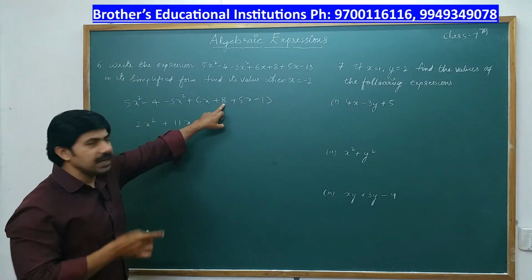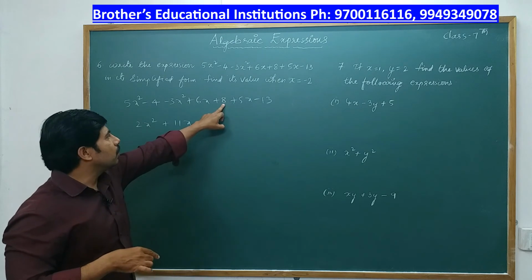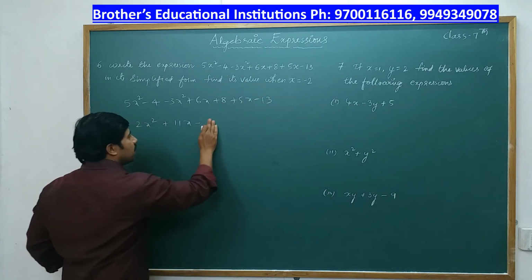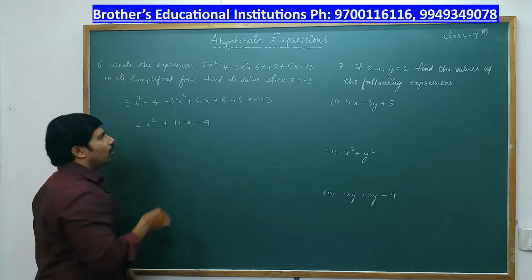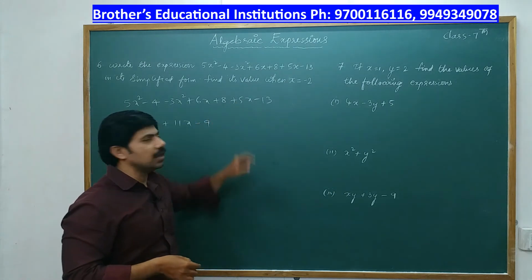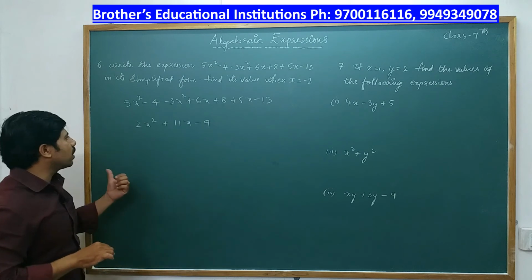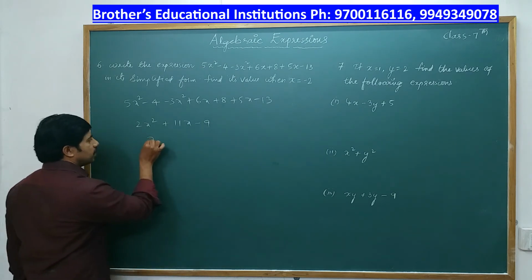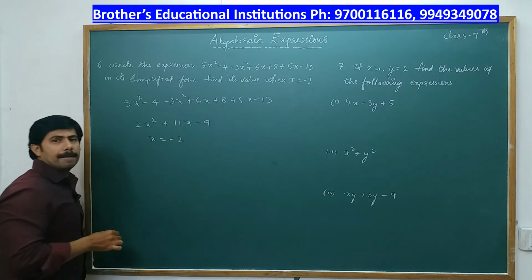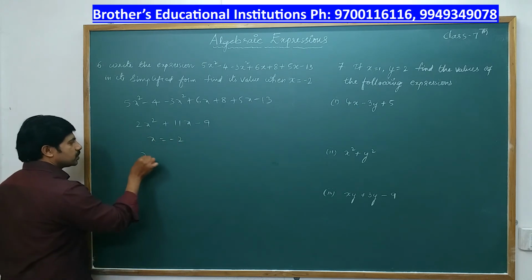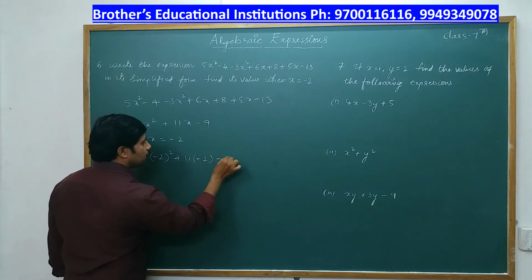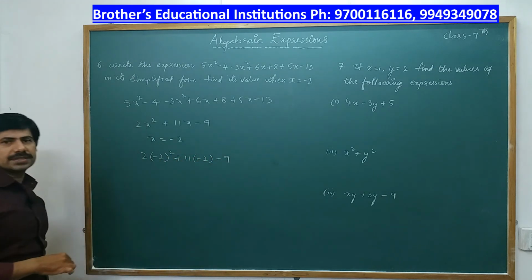Minus 4 plus 8 is 4. Okay. 4 minus 13 is minus 9. Or we can do it like this. 8 minus 13 is minus 5. Minus 5 minus 4 is minus 9. After getting this expression, instead of x we have to substitute minus 2. So that is 2 into minus 2 whole square plus 11 into minus 2 minus 9.